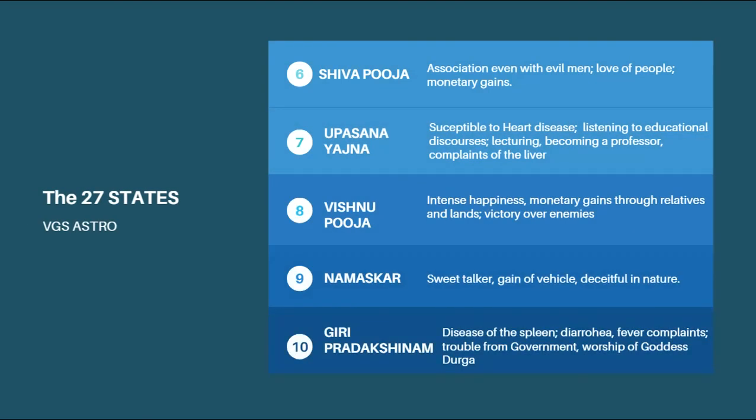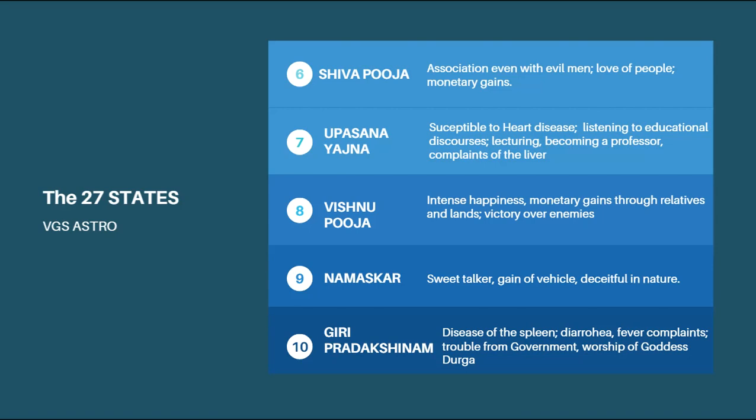Okay, and the next deck is from state 6 to state 10. Here you can see that state number 7 is where there is some kind of a susceptibility to heart disease, but this is where this dasha is going to be helpful in listening to educational discourses or giving educational discourses, lecturing, or becoming a professor.